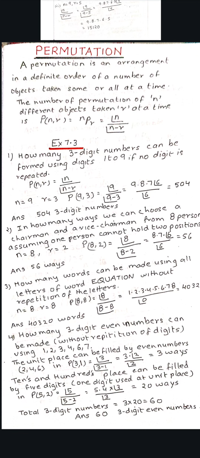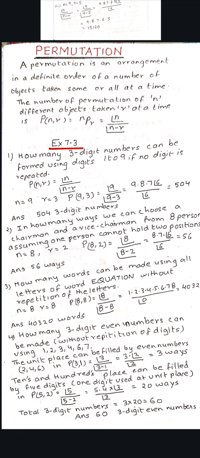Fourth question, how many 3-digit even numbers can be made without repetition of digits using 1, 2, 3, 4, 6 and 7? The unit place can be filled by even numbers. Then the choices are 2, 4, 6 in P(3,1) ways. P(3,1) is factorial 3 upon 3 minus 1, that is 3 into factorial 2 upon factorial 2, 3 ways.